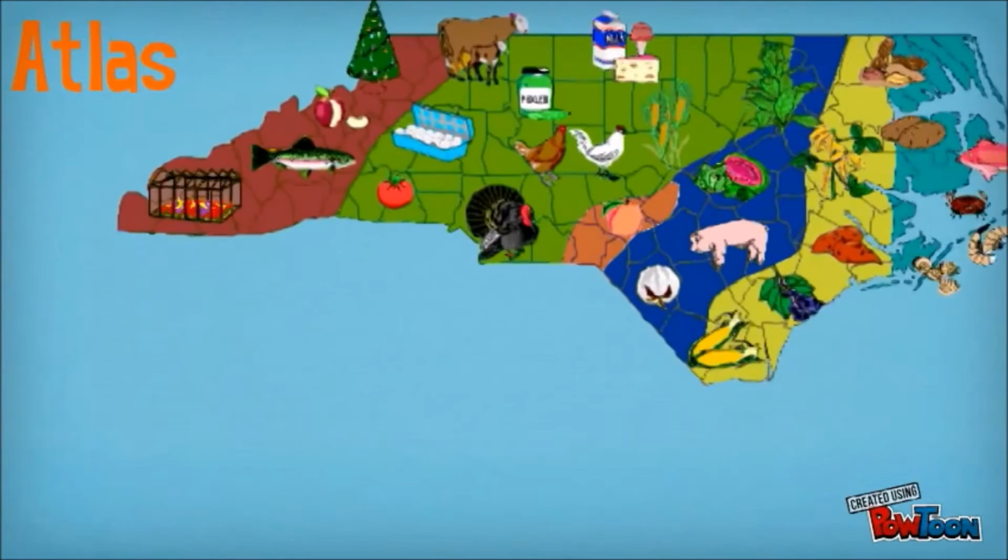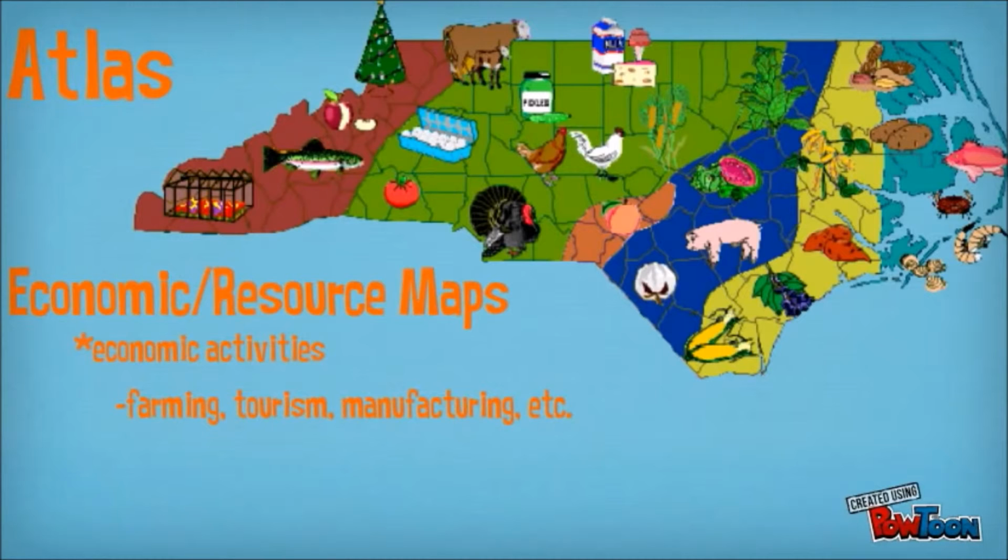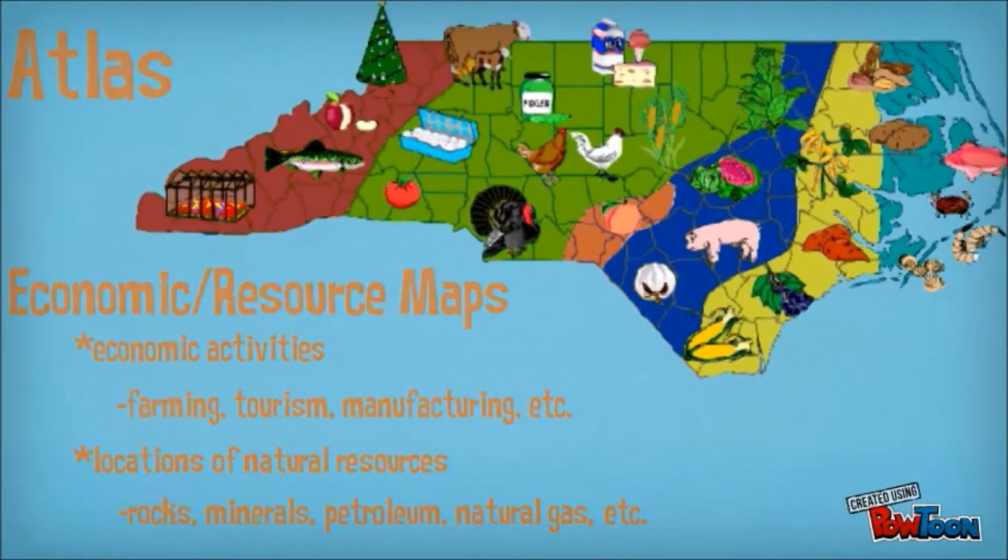The last type of map we will look at is an economic or resource map. This type of map shows you the main economic activities that occur in an area. This could be ways that people make money, such as farming, tourism, manufacturing, just to name a few. This type of map also shows you the main natural resources that can be found in an area. This could be things like rocks and minerals, petroleum, or what we know as oil or natural gas.